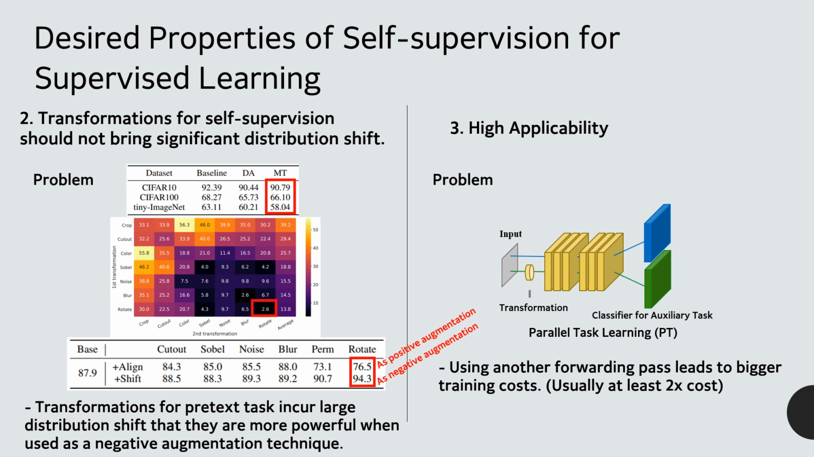Second, transformations for self-supervision should not significantly modify the image. Indeed, some papers have indicated that some pretext tasks or transformations might degrade the performance when used as augmentation or in the form of multitask learning. Therefore, previous works employ self-supervision at the sacrifice of applicability. However, from the perspective of improving supervised learning, applicability is another essential point of self-supervision. In fact, the form of pure task learning that the previous works use takes at least twice the training cost.